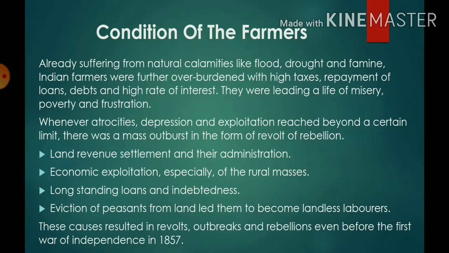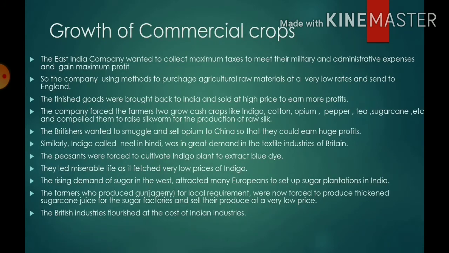Some common commercial crops and the places where they are cultivated. Opium was cultivated in Bengal, Bihar and Punjab. Indigo, Bihar and Bengal. Cotton, Gujarat, Maharashtra and Madhya Pradesh. Tea, Assam, West Bengal and South India.